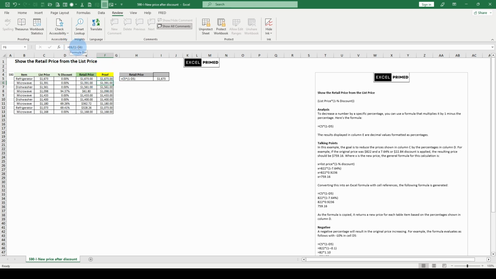Divide this by 1 minus D6. We're just inverting it. You could say here in E5, you could say this is your wholesale price. You want to mark it up to a retail price. You could just go 663, divide this by whatever your markup is, and that's your new price.